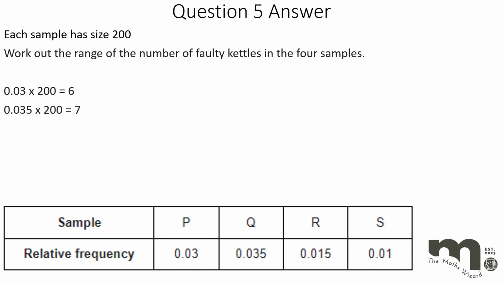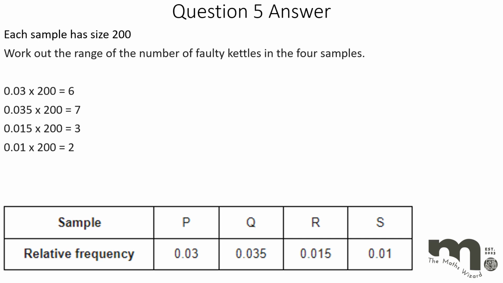For Q, 0.035 times 200 is 7, so 3.5% for that one. 0.015 times 200 is 3 for R, so essentially 1.5% of them were faulty. And then for S, it was 1% because we're doing 0.01 times 200.